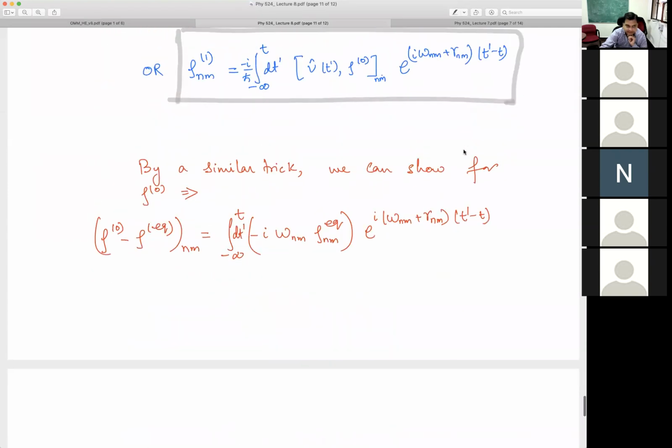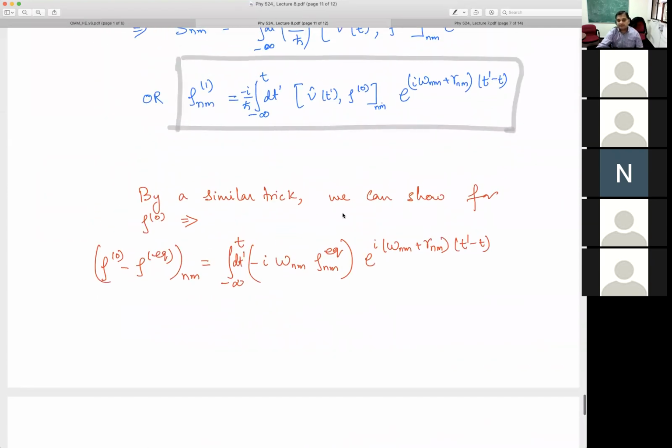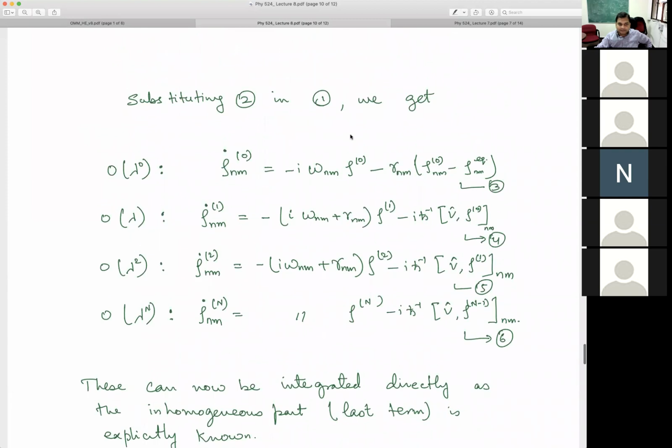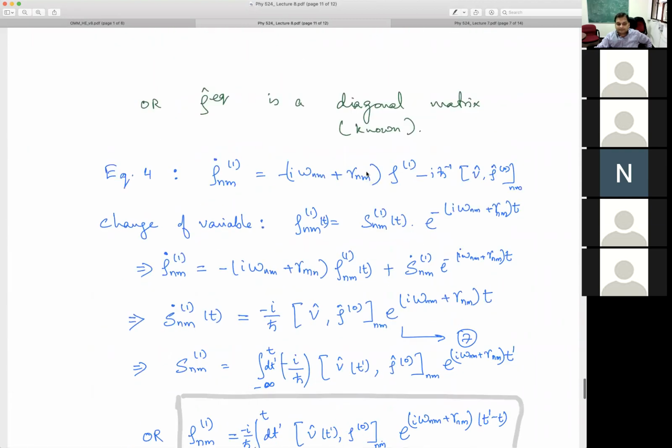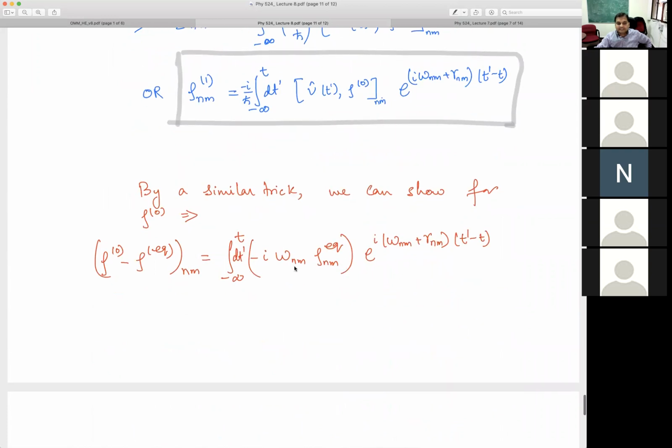Okay, so I should have written that. So then it just becomes the same equation as this kind, except that now I have rho 0 minus rho equilibrium nm at t equal to minus infinity to t dt prime. Instead of this term on the right hand side, I'll be left with just the plus i omega nm rho equilibrium term, which is precisely here. So plus i omega nm rho nm equilibrium term.